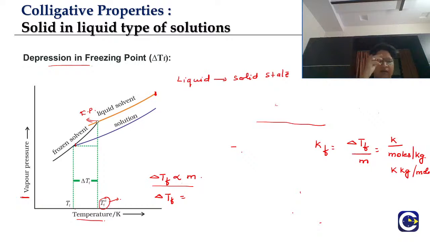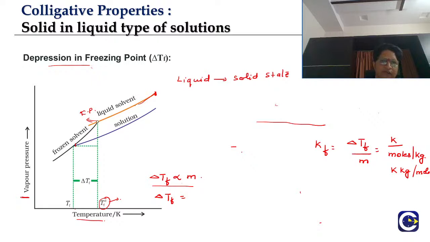Depression in freezing point: our freezing point becomes lower. What do they do then? In cold countries, ice is formed on the roads. When ice forms, what do they do? To prevent the formation of ice at 0 degrees, they put sodium chloride and calcium chloride on the road. Then what happens? It will freeze, but it will freeze at a lower temperature, below 0 degrees. That is what we are taking as the freezing point. A liquid is becoming a solid.